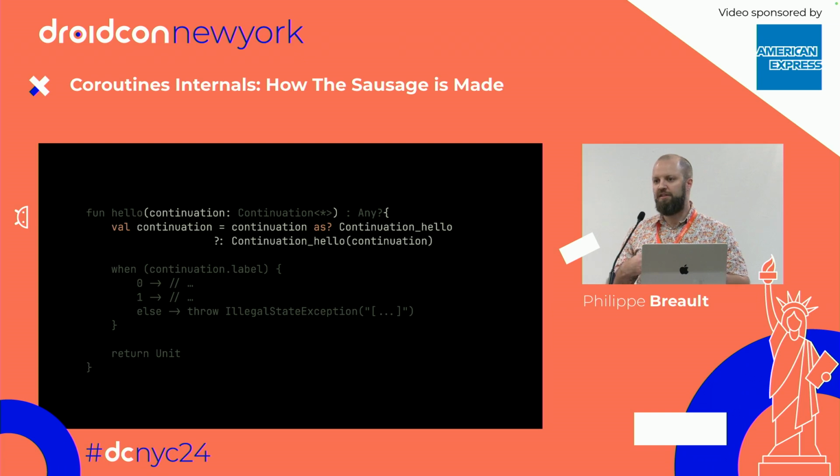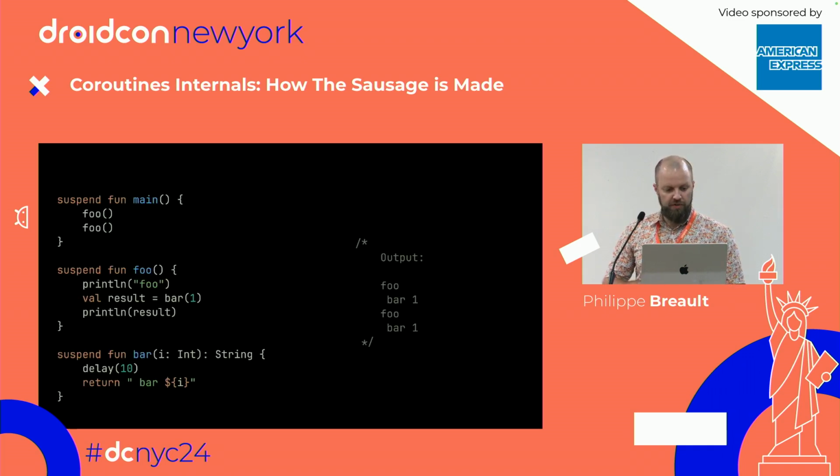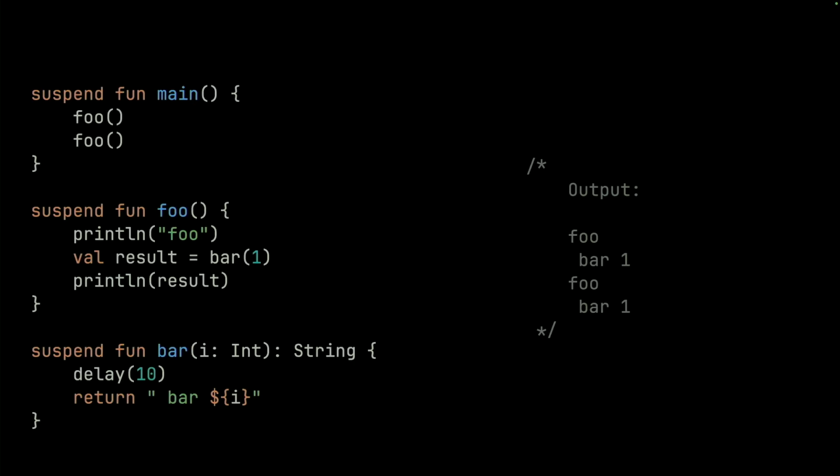So if we received the continuation from our caller, we will wrap it with our own so that we can maintain our own state, our own labels, our own variables, and this is what we're going to be using as long as we are in our method. And at the end, once we are finished with our method, we will call the resumeWith method of the continuation of our caller directly.